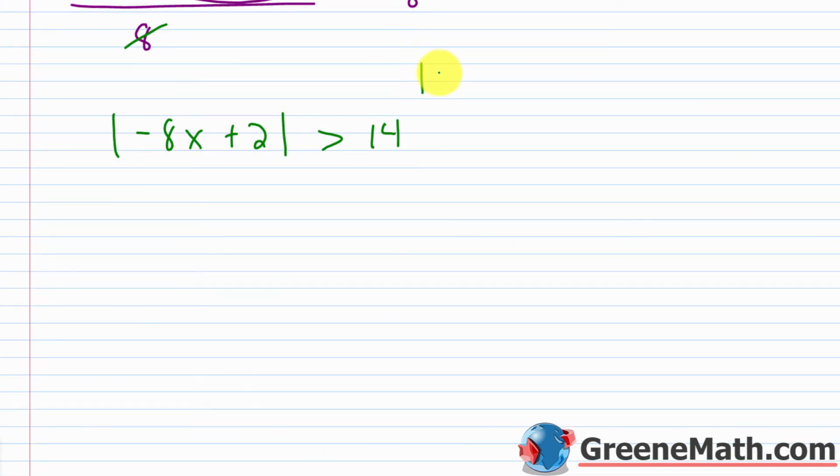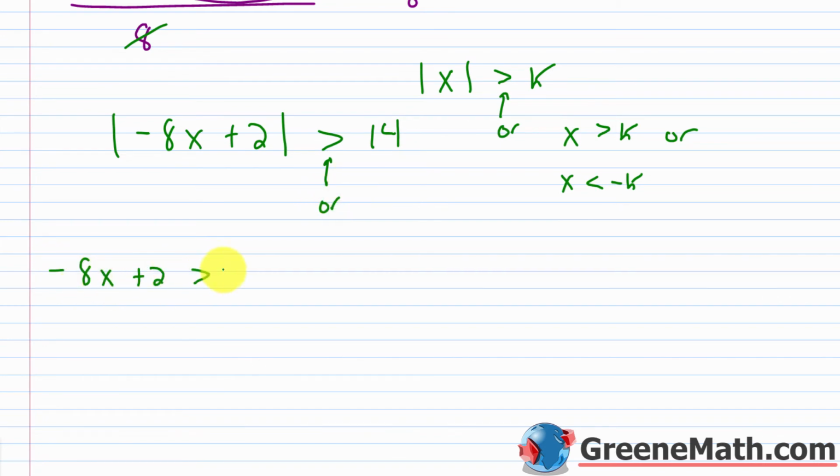Now, I have something that matches what I saw earlier: the absolute value of something, let's just say x, is greater than k. So, the absolute value of negative 8x plus 2 is greater than 14. Remember, this sets up as or. So, x is greater than k, or x is less than negative k. Same thing, this is or. So, we have negative 8x plus 2 is greater than 14. All I did was remove the absolute value bars. Then or, remove the absolute value bars, so negative 8x plus 2. Flip this direction, so this is a less than. Make this negative, negative 14. So you're basically good to go at this point.